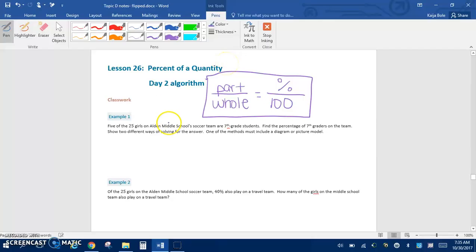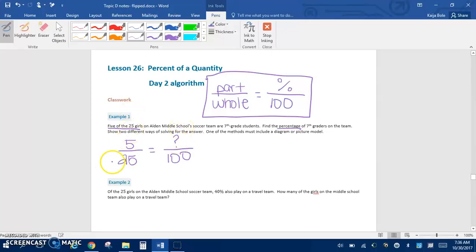Alright, example 1 says 5 of the 25 girls on the Alden Middle School soccer team are 7th grade students. Find the percentage of 7th graders on the team. And then it says show 2 different ways, but we're just going to do one. So they gave us 5 of the 25 girls, so they gave us the part and the whole first, 5 over 25, equals, and we know that this bottom right hand is always going to be 100. That's a given, and we're looking for the percentage. So that's where our question mark goes.